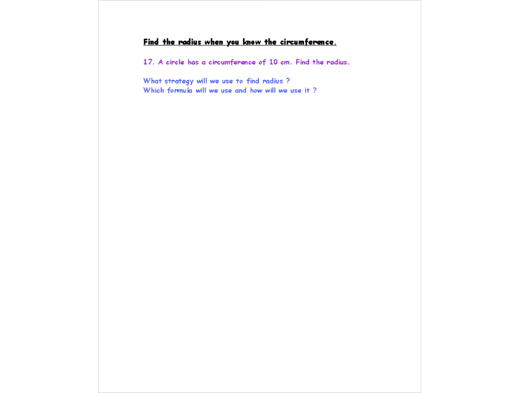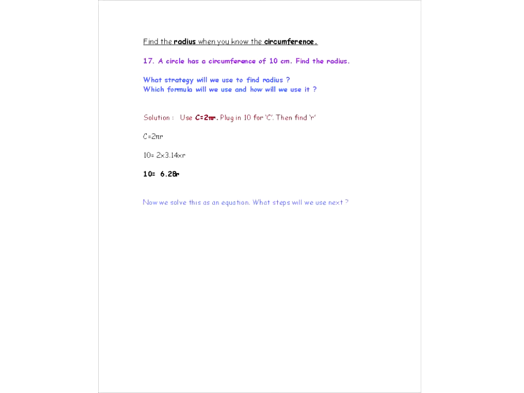Okay, so let's try a problem that helps us solve for the radius when you know the circumference. A circle has a circumference of 10 centimeters. Find the radius. What strategy are we going to use? How are we going to use that formula, circumference equals 2 pi r, to help us find the radius? Well, we use c equals 2 pi r. The question tells us what c is, so we can put in 10 where we see c. Then we're just going to have to solve the equation and find what r is.